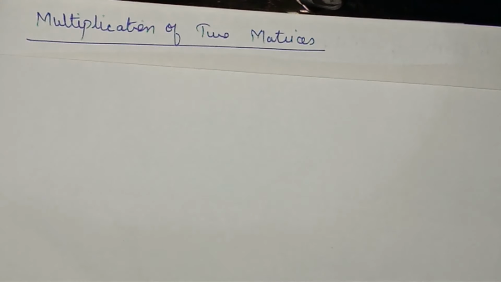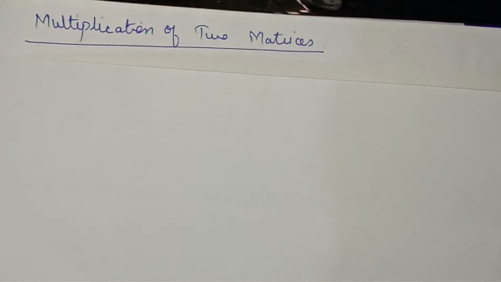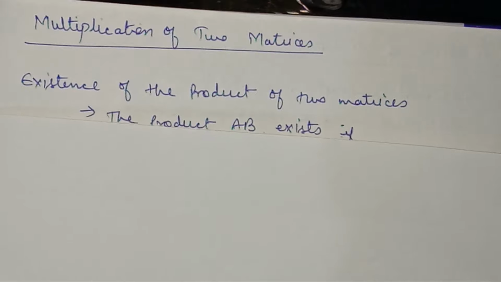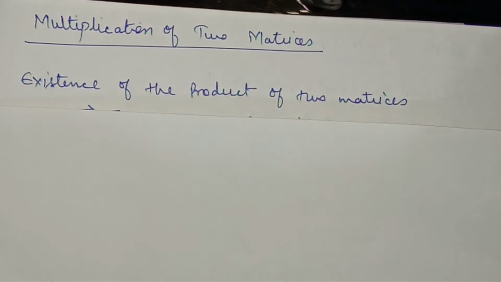Now in algebra of matrices, how can we multiply two matrices? Let's see. To multiply the two matrices, we first of all need to check the existence of the product of the two matrices. It means we have to check whether the product or the multiplication of the two matrices exists or not. And how can we check that?